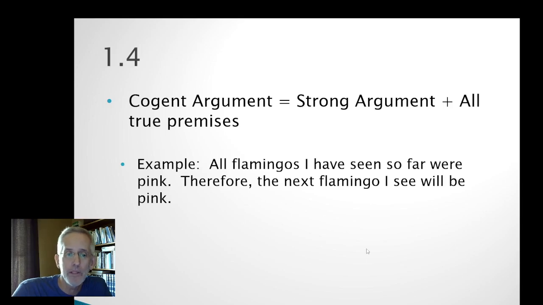So I'll give you an example here. All flamingos I've seen so far were pink. This is similar to the raven example. Therefore, the next flamingo I see will be pink. Now, if I've seen a lot of flamingos, then it's highly likely that the next flamingo I see will be pink if all the previous ones are. Now, it's not certain. There could be a genetic mutation and there's a white flamingo. Those occur sometimes. So it's not completely certain, and that makes it an inductive argument, but it seems to be a cogent inductive argument if we've observed enough flamingos.